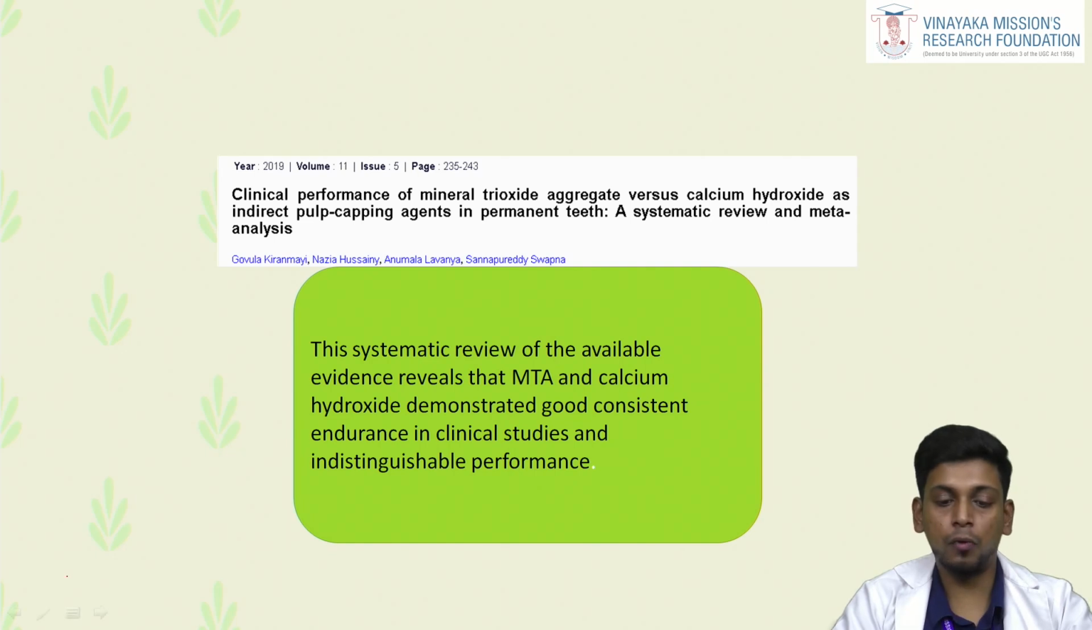Next is the clinical performance of mineral trioxide aggregate versus calcium hydroxide as an indirect pulp capping agent. This was given by Govula et al. in the year 2019. This systematic review of the available evidence reveals that MTA and calcium hydroxide demonstrated good, consistent endurance in clinical studies and indistinguishable performance.